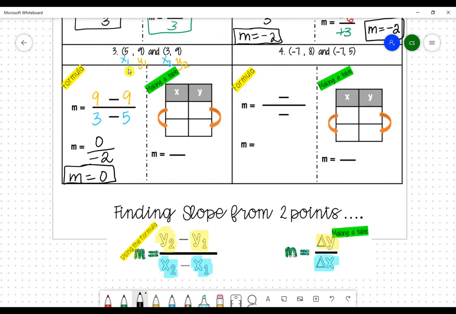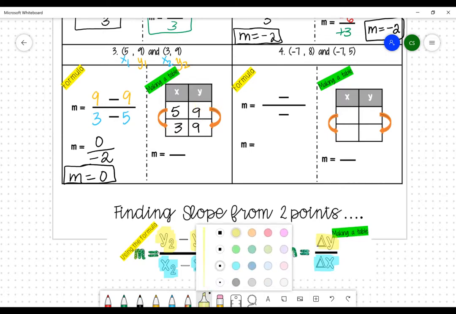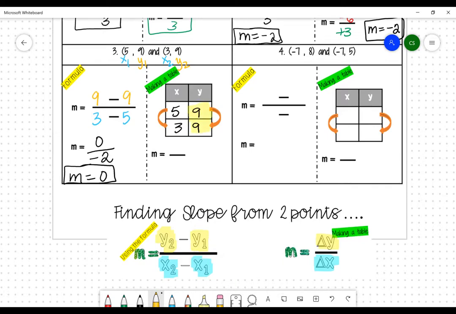Well, from a table, 5 and 9 are my first point, x and y, and 3 and 9 are my second point. Well, what is the change in y? It isn't changing. Well, what number represents it isn't changing? 0. Well, what about my change in x? From 5 to 3, what is happening? It is decreasing by 2. So my change in y, which is 0, all over my change in x, which is a negative 2. Well, 0 divided by negative 2 is 0.